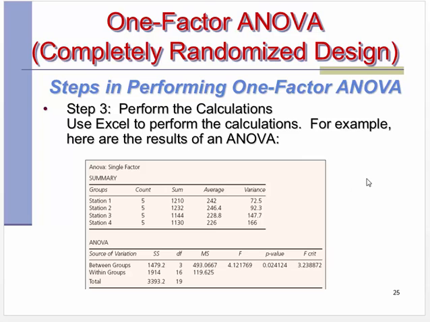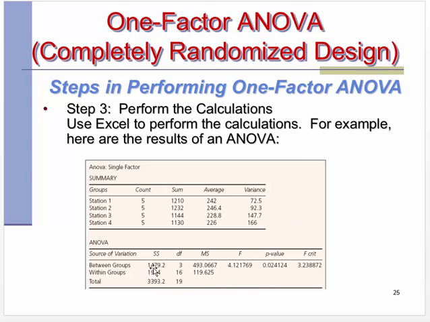If you use Excel to perform the calculations, this is the summary table, the results table you can get from Excel's ANOVA. It's a single factor ANOVA. The factors are four stations, and each has 5 observations, and this shows the sum of all the dependent variable values from each station. You see they're different. This is the average from each station, and this is the variance. And then Excel calculated the statistic for you.